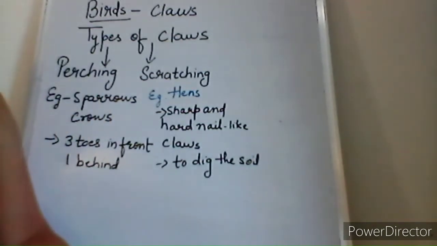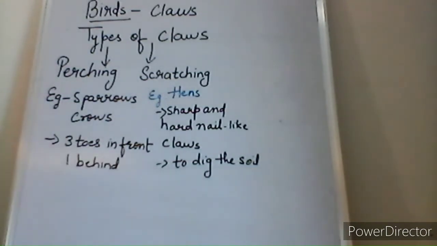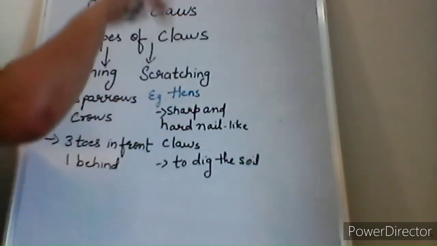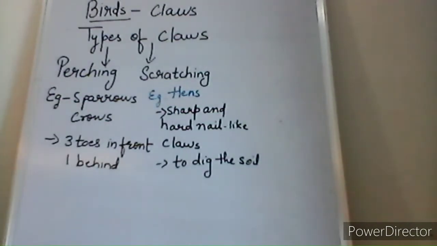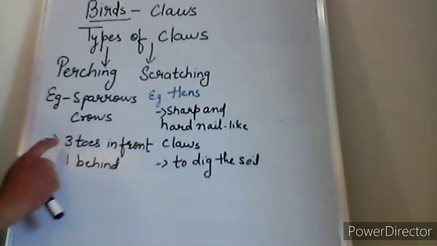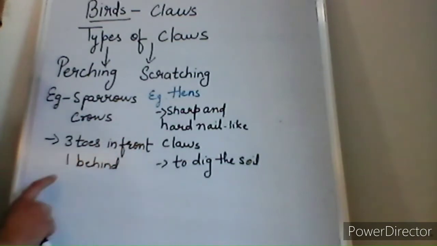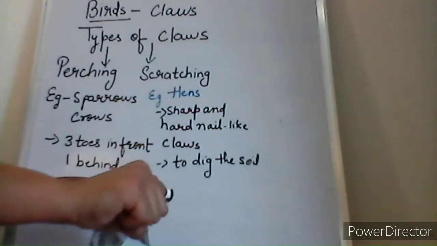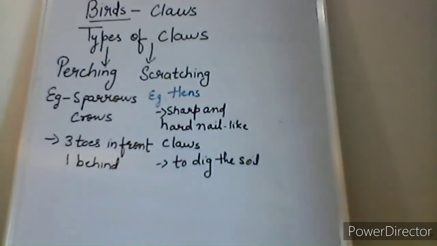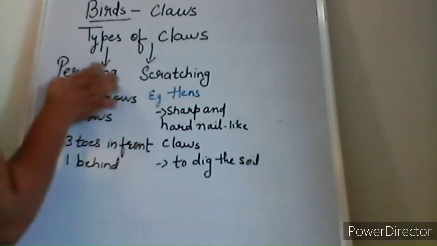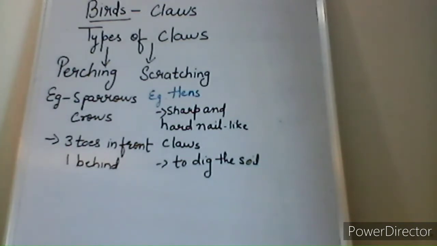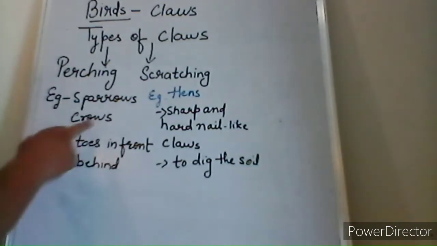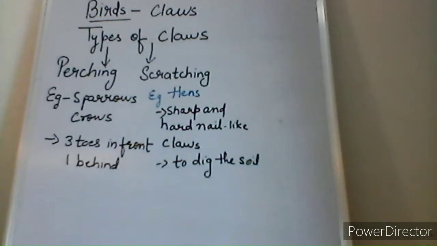Sparrows and crows perch on trees, which means they walk on trees. They have 3 toes in front and 1 behind that curls around the branch to grip it firmly. Due to this, the birds do not fall off even when they are asleep. So perching birds, for example sparrows and crows, have 3 toes in front and 1 behind.